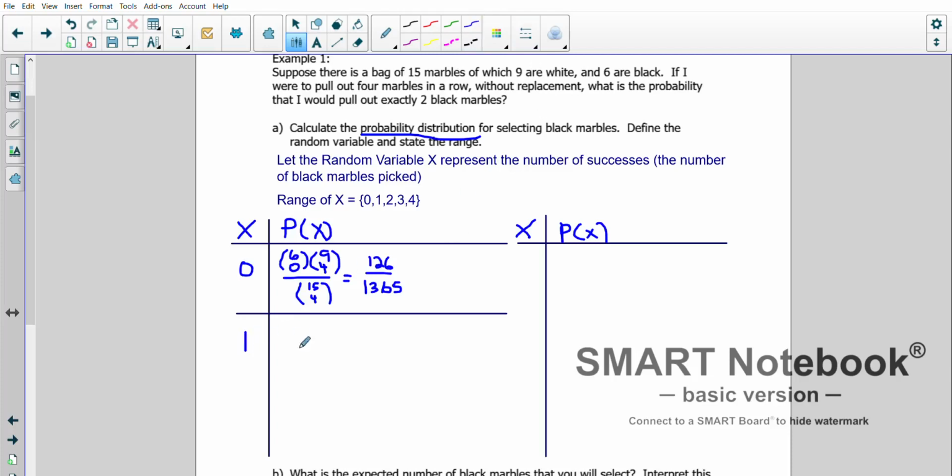Now I want to know the probability of picking exactly 1 black marble. Well, I have 6 black marbles. How many ways can I pick exactly 1? 6 choose 1. That means I'm going to be picking exactly 3 white marbles. It's going to be 9 choose 3 over 15 choose 4. And again, I've already taken the liberty of calculating this for you. 504 divided by 1365.